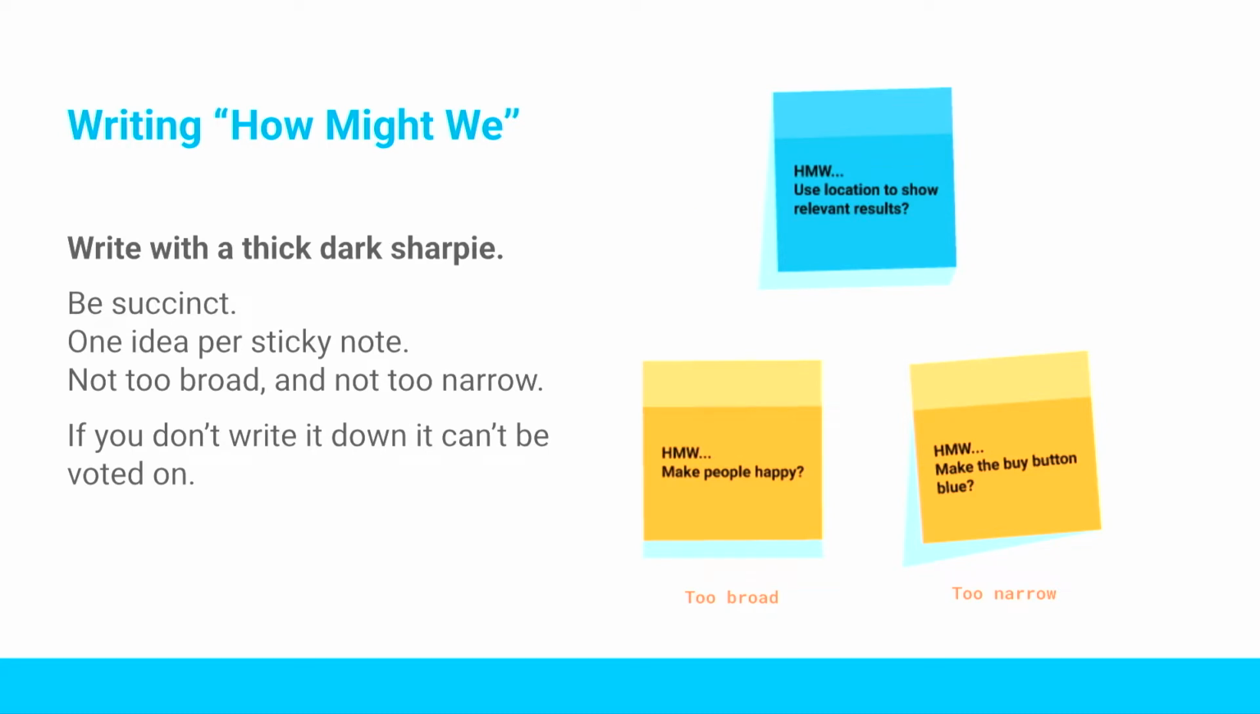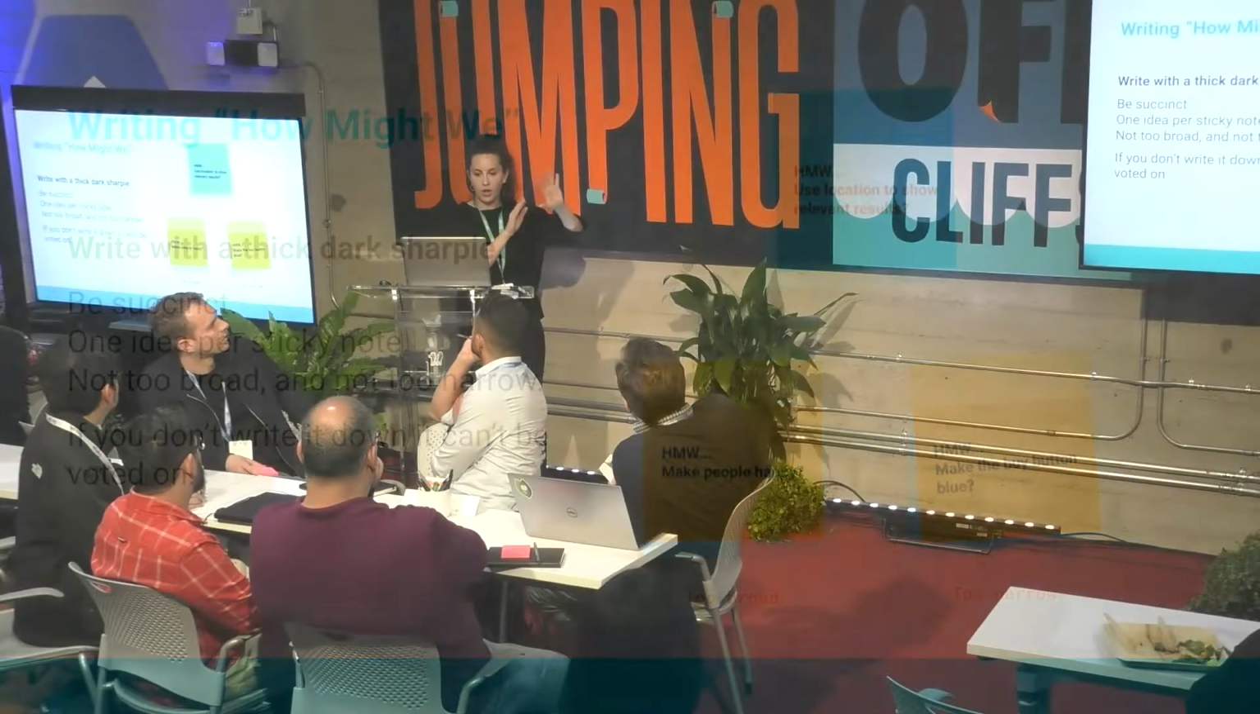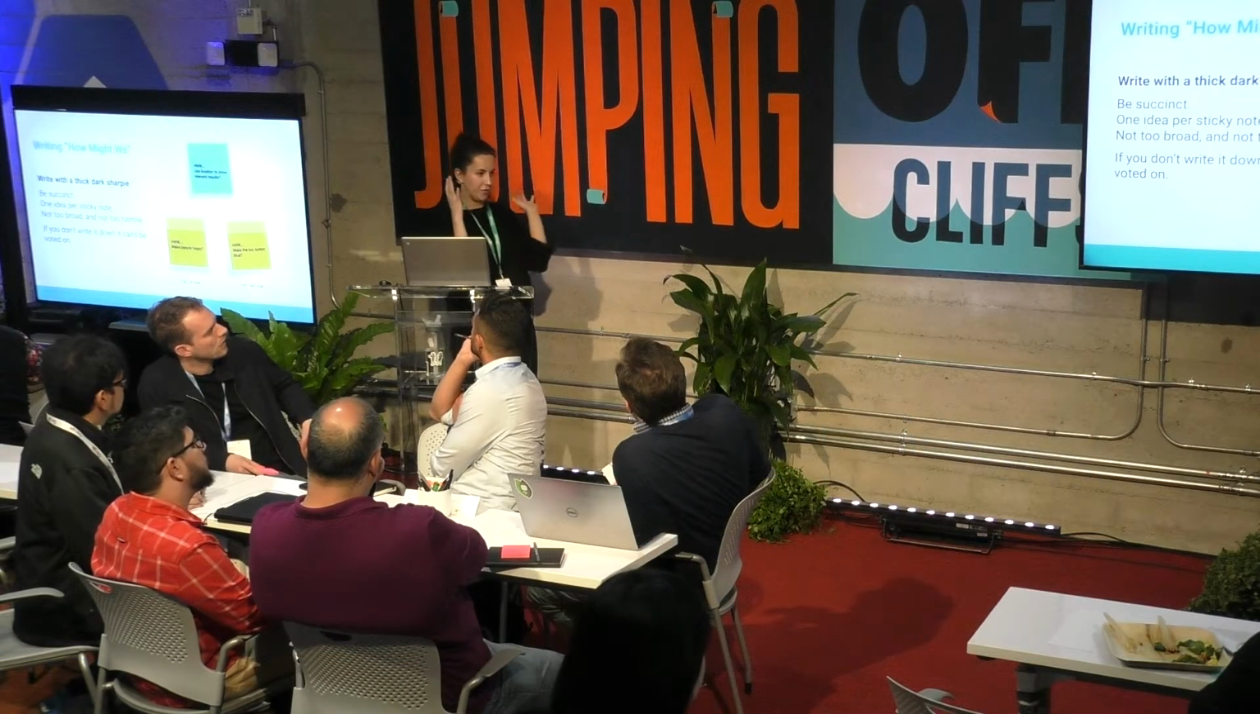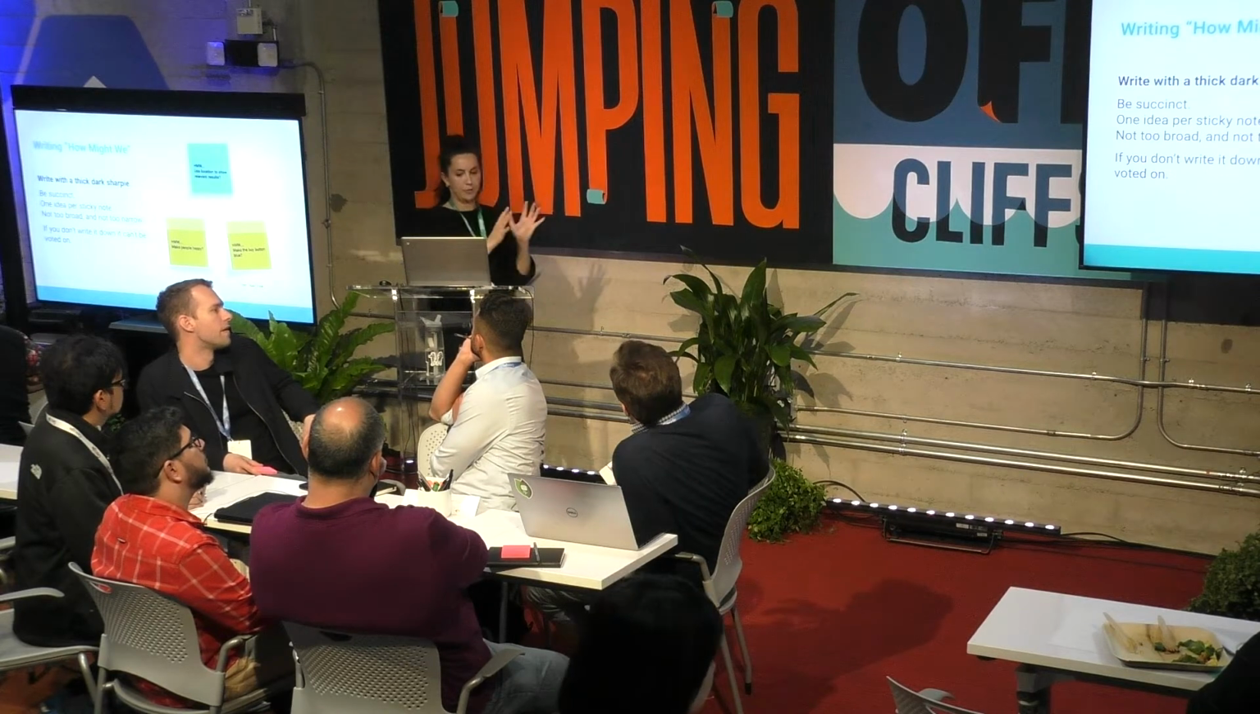Now, what does that actually mean? So some tips for writing how might we's. You want to write with a thick, dark Sharpie, and I don't know that we have enough, but in a real sprint, those are important because in a real design sprint, you'd put all your notes on the wall, and you want everyone on your team to be able to read them, like take a step back and read them all.